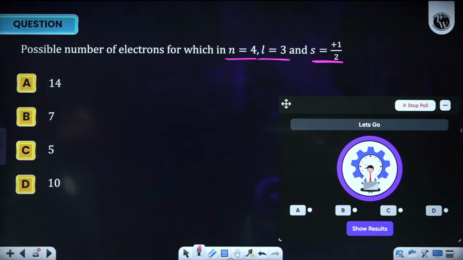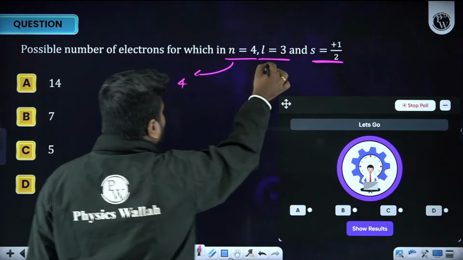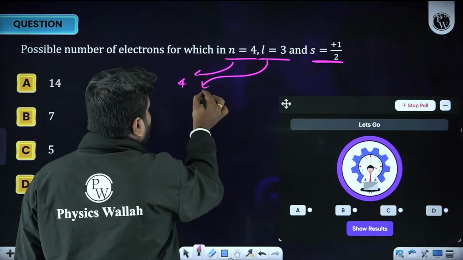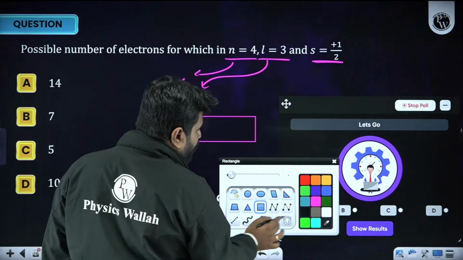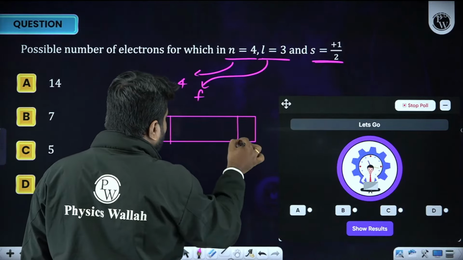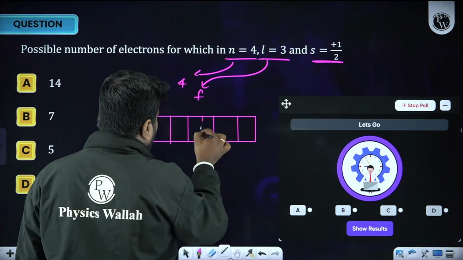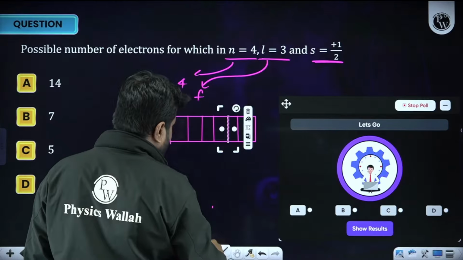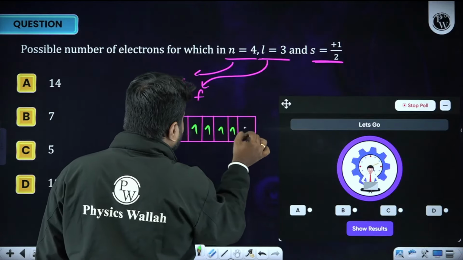So very simple. N is equal to 4. L value 3 means it talks about which subshell? 0, 1, 2, 3, 4f. So 4f means how many orbitals will we have? In the 4f subshell, the maximum number of electrons is 7. So the maximum is 1, 2, 3, 4, 5, 6, 7.